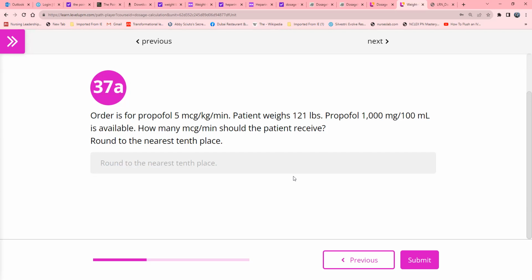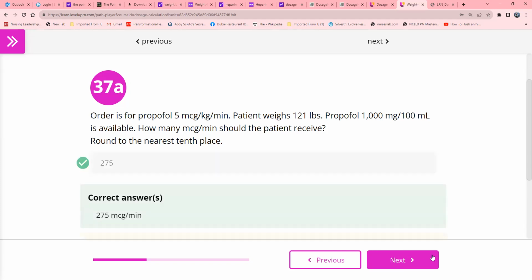So they should get 275 micrograms per minute. Is that what everybody else got? I didn't do the math. Yes. That's what I got. Okay, what was it? 275 micrograms per minute. Here you go, rock stars. You're learning it now. You're getting there.